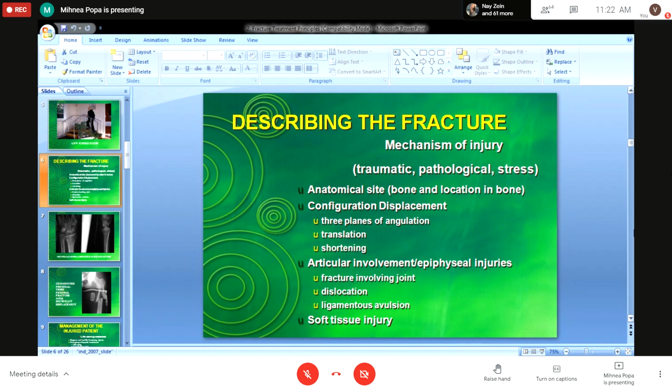Last but not least, the soft tissue injuries, as I told you, are very important, whether through concussion, through destruction by shear force, or of course when we have an open fracture that destroys every structure in its path.